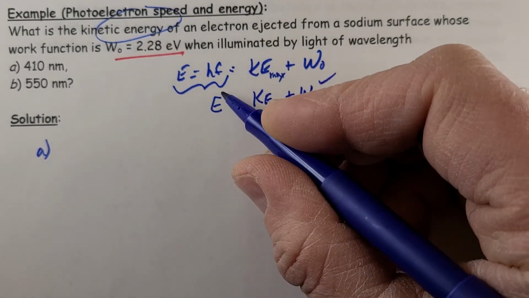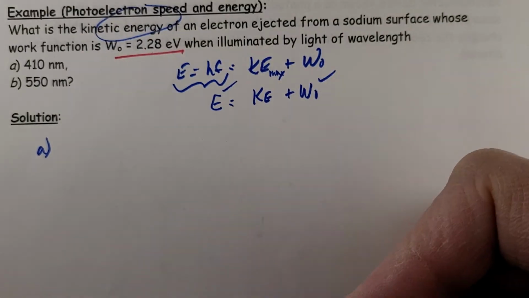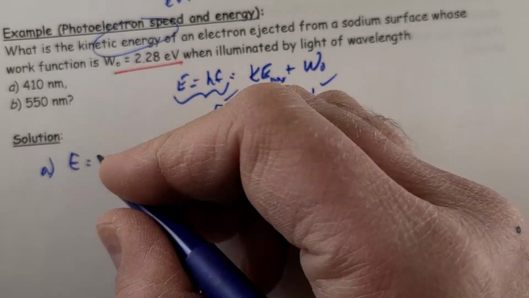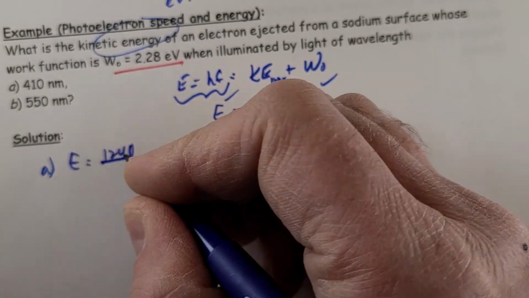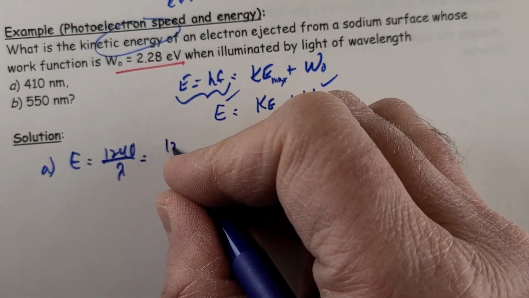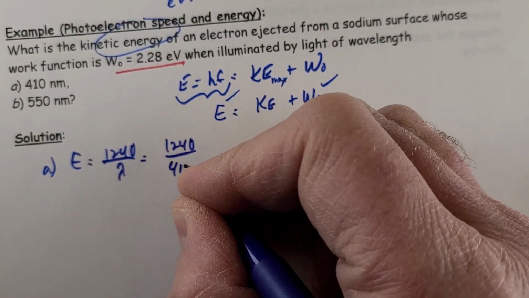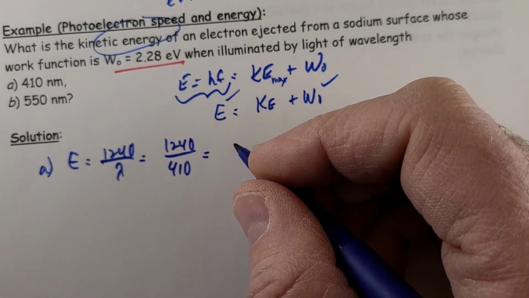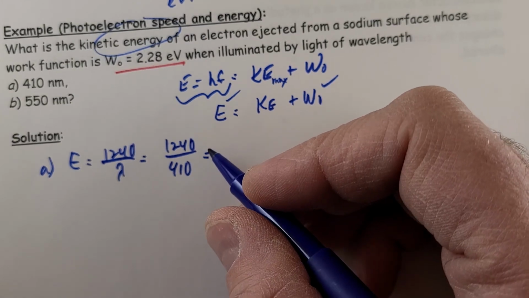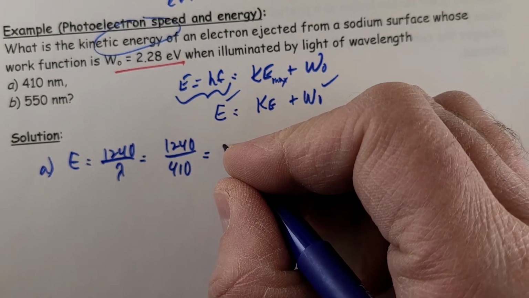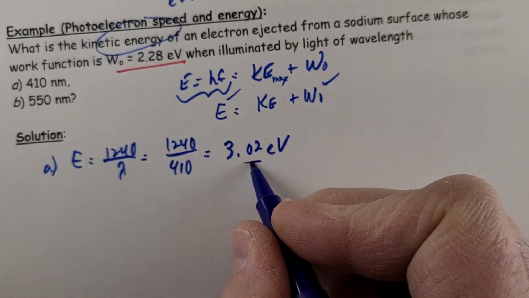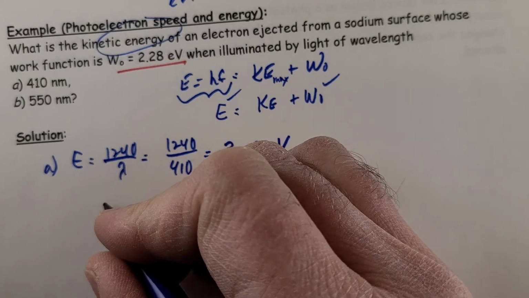I know what this is, so I just need to figure out what the energy is. And I do that by figuring out this. So E is equal to 1240 over lambda. And in my first case, oh, this is so easy. I can just put it in directly, and that'll give me my answer in electron volts. And we take 1240 divided by 410, I think that gives me 3.02 electron volts. So that's what E is going to be.